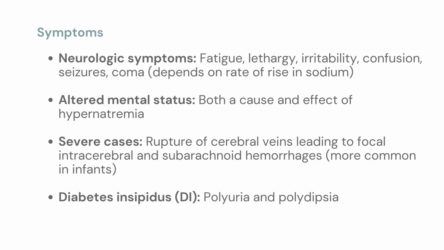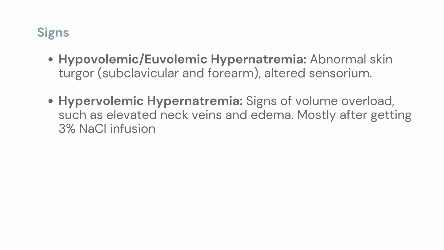If the patient has diabetes insipidus, we can expect polyuria or polydipsia. Common signs from hypernatremia, we can see abnormal skin turgor, which is tested by the skin pinch test. If the skin does not return by 3 seconds, we can assume that the patient is hypovolemic, and altered sensorium is also present. And for hypervolemic hypernatremia, we can see signs of volume overload such as elevated JVP, edema, and we see that mostly after getting 3% NaCl infusion.